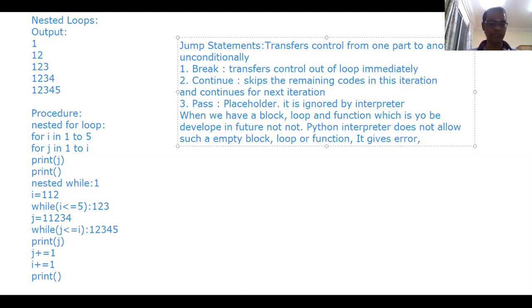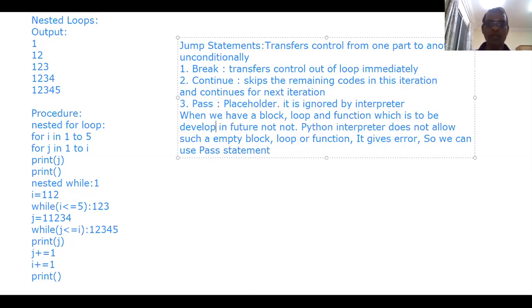So in order to avoid this, you can use the pass statement. The pass statement is a placeholder. It is ignored by the interpreter when you have a block, loop, or function which is to be developed in future, not now. Python does not allow an empty block, loop, or function, it gives error. So we can use the pass statement.